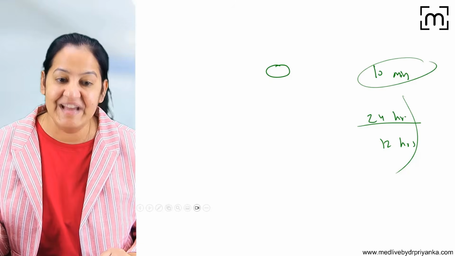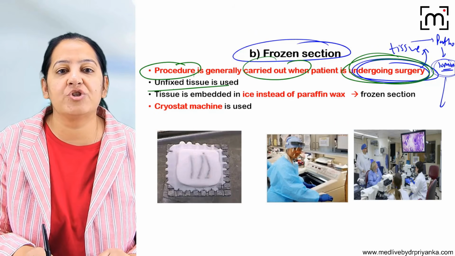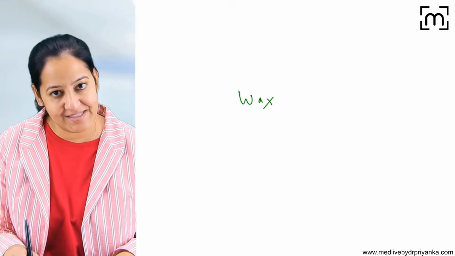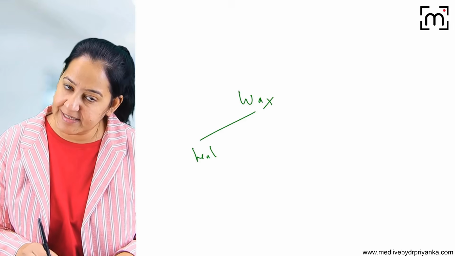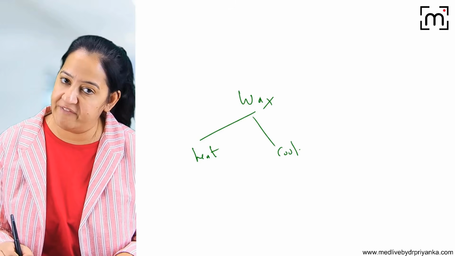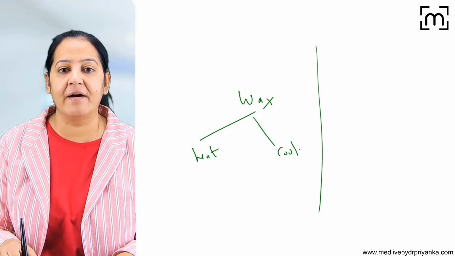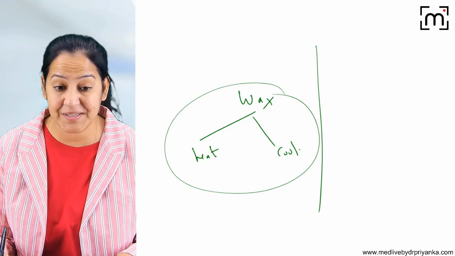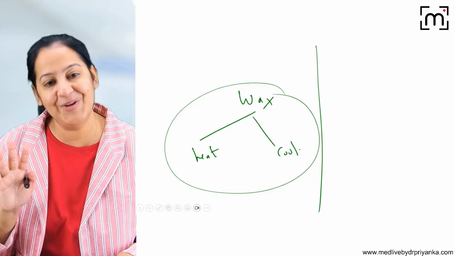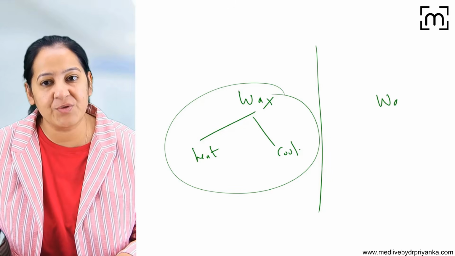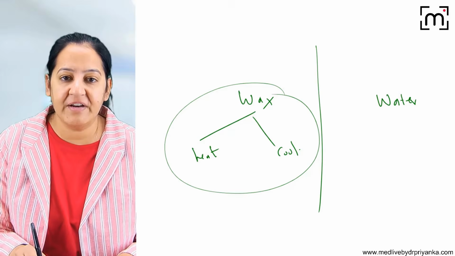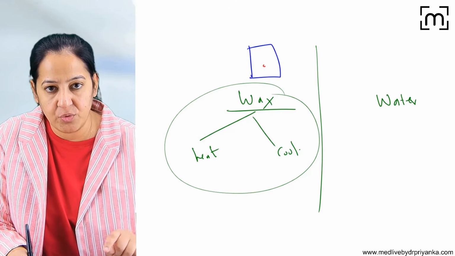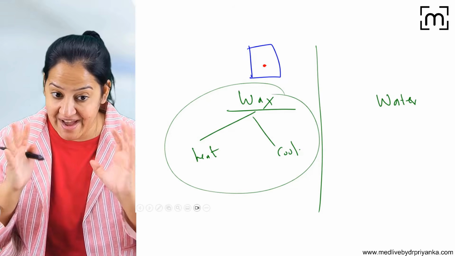I will not fix it. I will just process it directly, unfixed tissue only. If I take the wax, the wax has a property: when it is heated, it is molten, and when we cool it, it will solidify. But we use wax in case we are doing the processing. Here we are not doing the fixation. We are directly using the unfixed tissue. So instead of wax, we use water as a medium. Here we were using the wax as a medium. This was the wax block on which this is my tissue and I was cutting it.